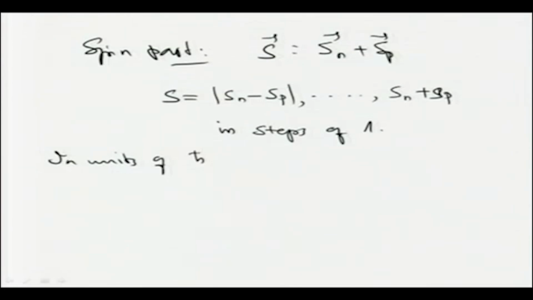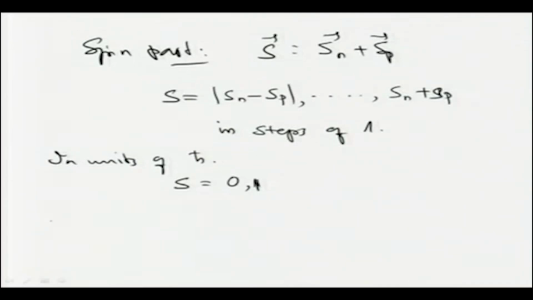So, we will not put h cross everywhere, we will assume that that is there and then we will write everything in the unit where h cross is equal to 1. So, S can be, Sn and Sp are half each. So, Sn minus Sp is equal to 0 and Sn plus Sp is half plus half equal to 1, since there is nothing in between which differs by 1 unit. So, we have S either equal to 0 or equal to 1.